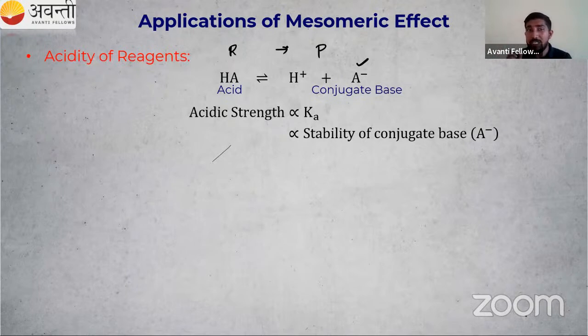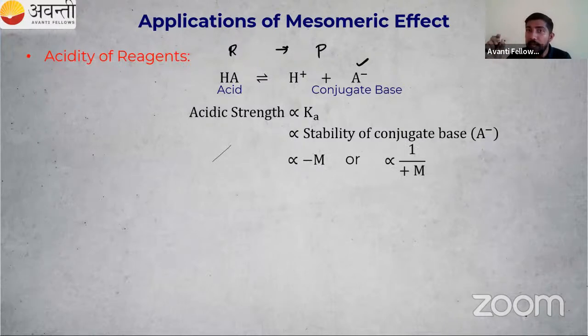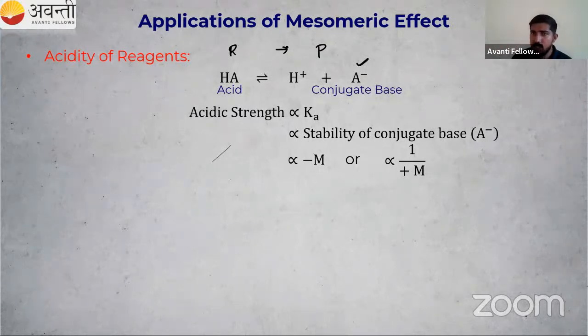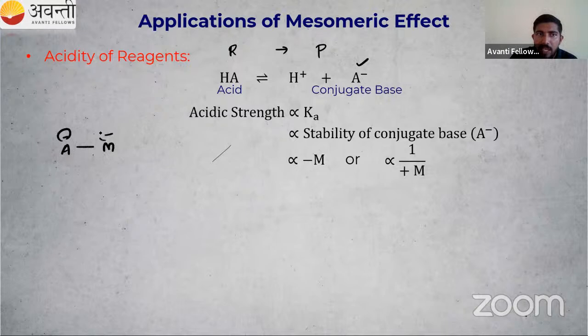So in order to check the acidity of a reagent, we can check the stability of the conjugate base, that is A minus. In the conjugate base A minus, negative charge is present. Charge and stability are inversely proportional. If charge is more, stability is less. If charge is less, stability is more. So I have A minus present, and I have a minus M group.